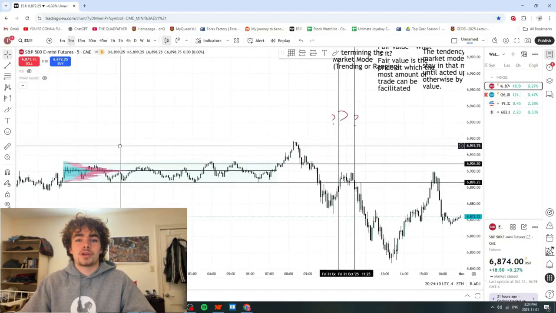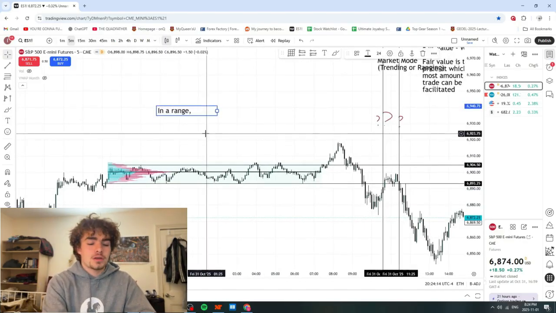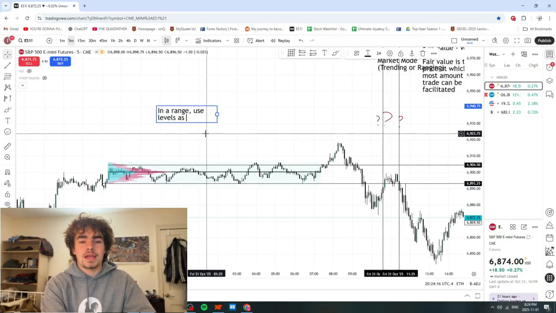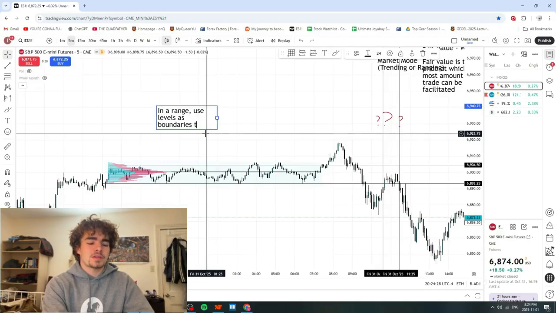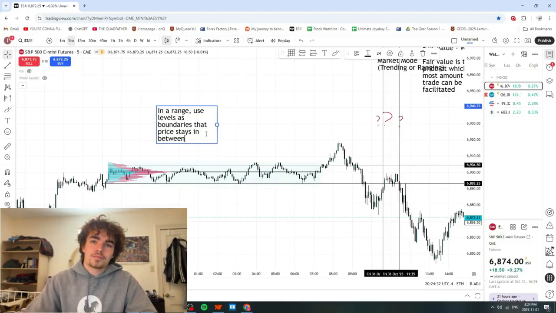In a range, what you want to do, I'll write this. In a range, use levels as boundaries. Use levels as boundaries that price stays in between.